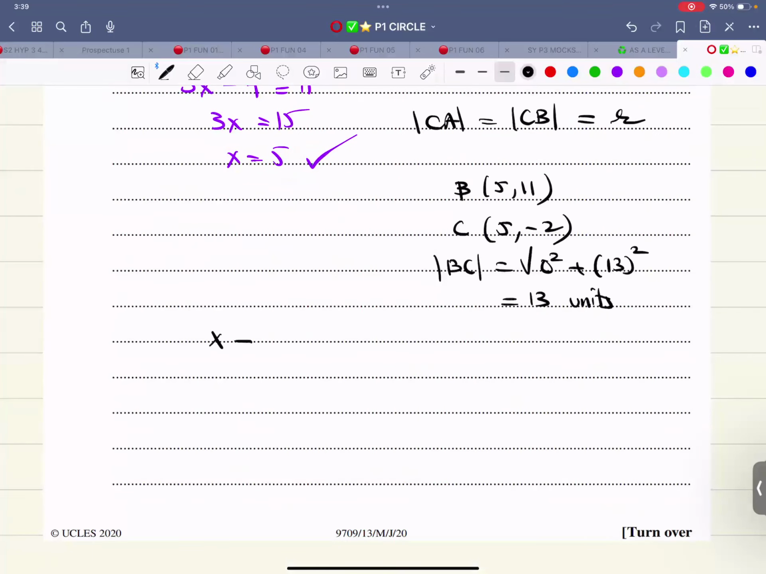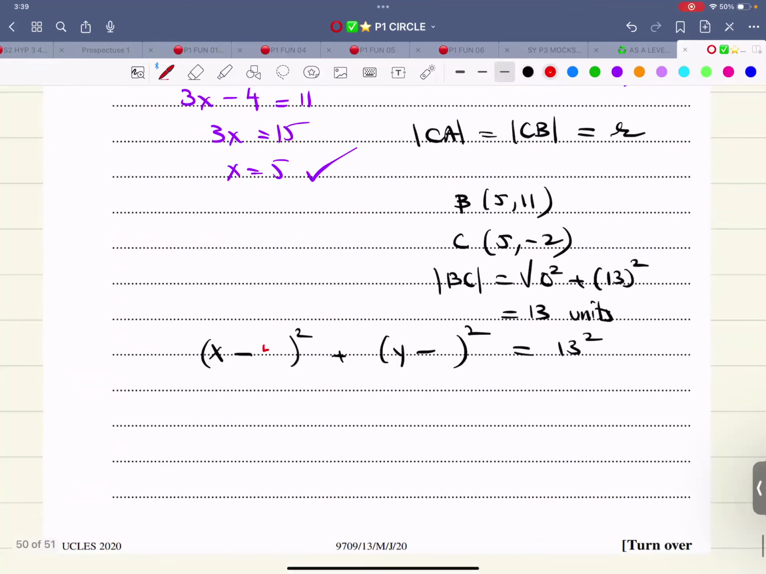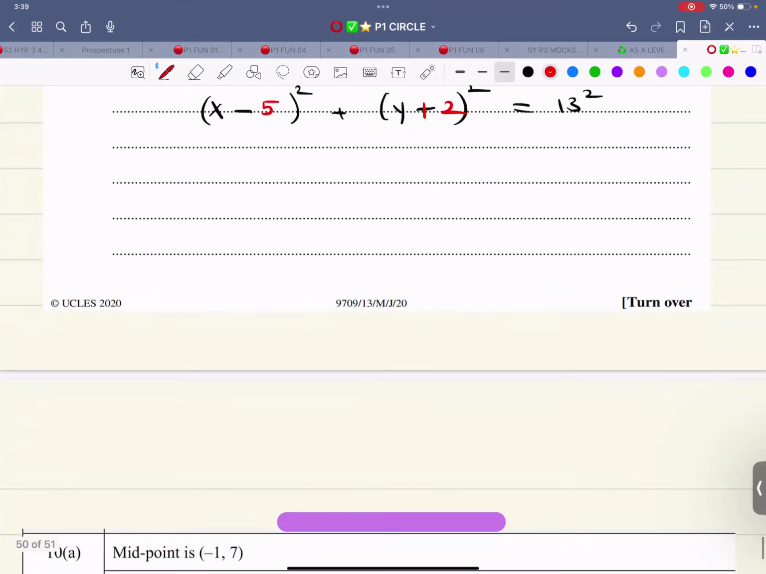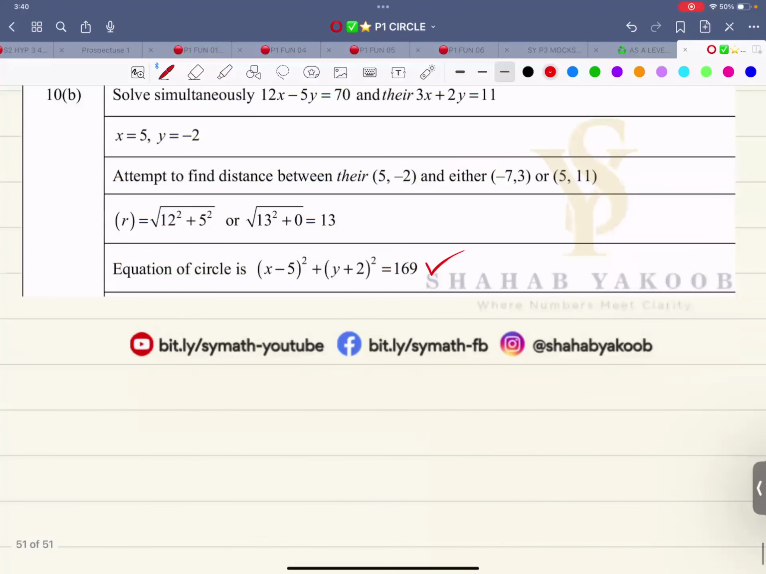Therefore, the equation of a circle is (x minus something) whole squared plus (y minus something) whole squared equals 13 squared. What goes on the inside? The center is 5 and negative 2. So 5 and negative becomes positive 2. And that is the equation of the circle, what they are looking for: (x minus 5) squared plus (y plus 2) squared equals 169, which is 13 squared. And that completes lecture number 2, which was of past papers of circle equation.